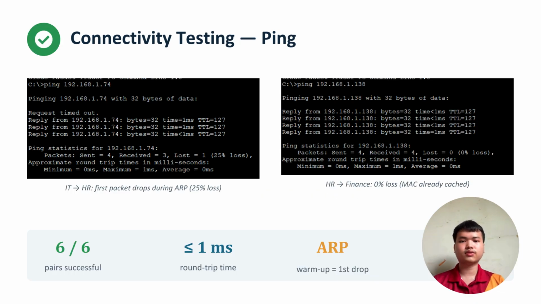To test the connectivity, I ping across all 6 subnet combinations. The first packet usually shows a request timeout. It is because ARP is still finding the gateway MAC address. After that, the next 3 packets all succeed. All 6 combinations are successful, and this confirms that R1 is routing correctly between all the subnets.